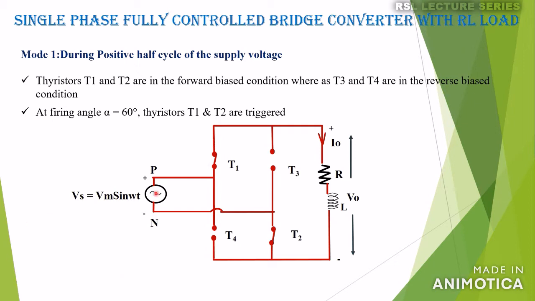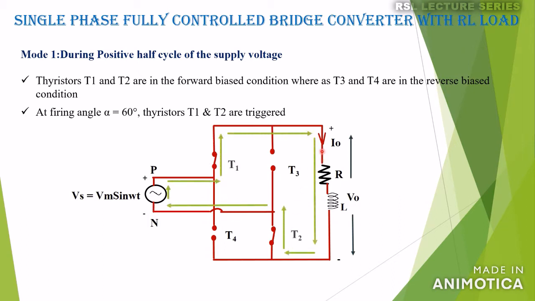So let us assume that these two thyristors are triggered at alpha equal to 60 degrees. Once these thyristors are triggered, the current will start flowing through the circuit. The current will flow from the terminal P, through the thyristor T1, through the load, through the thyristor T2, and complete its path through N. So the load current will flow from upper terminal to lower terminal, and during this interval the supply voltage will appear across the load. V0 will be equal to Vs.